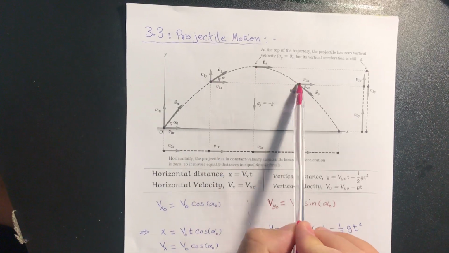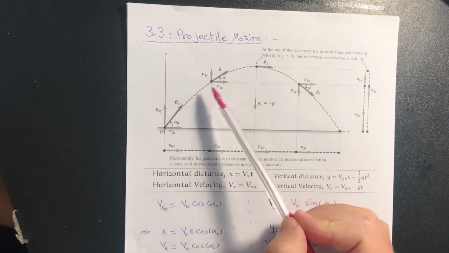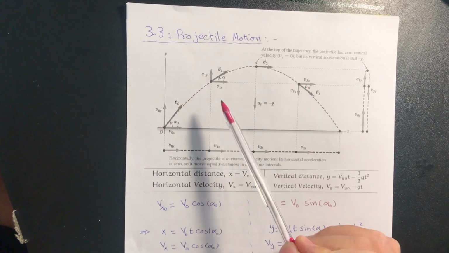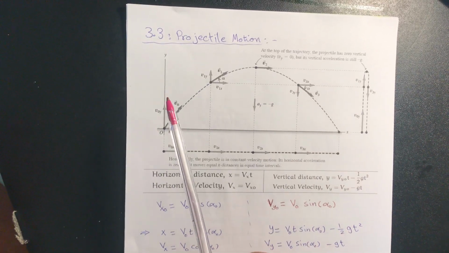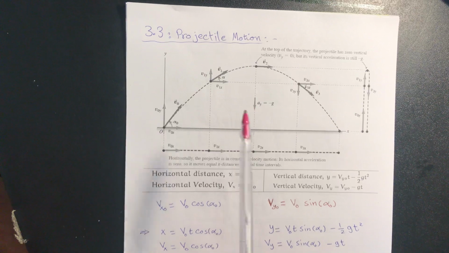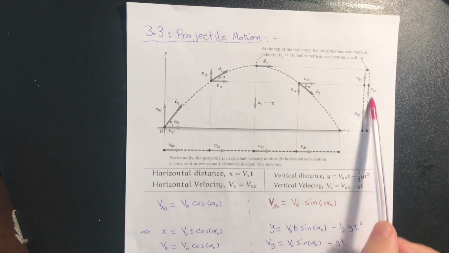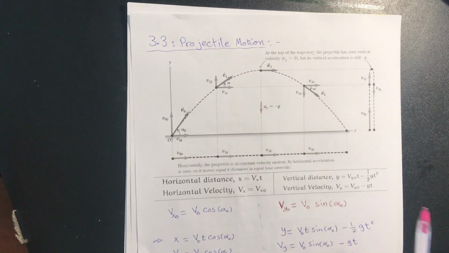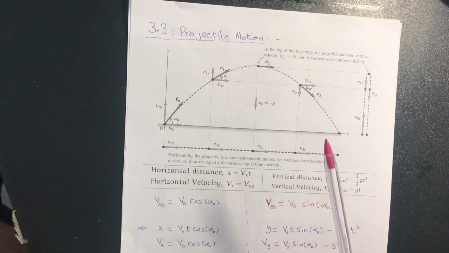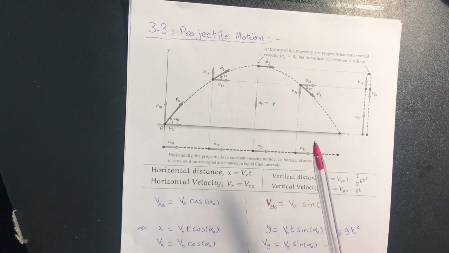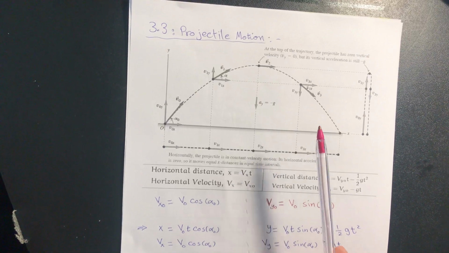When the body moves along this trajectory, this is the shape of that trajectory. At each point, the velocity for that body will change depending on the time and its place. We have two velocities now. We have a vertical velocity and horizontal velocity. In this experiment, in this problem, we neglect the air resistance. There is no resistance.